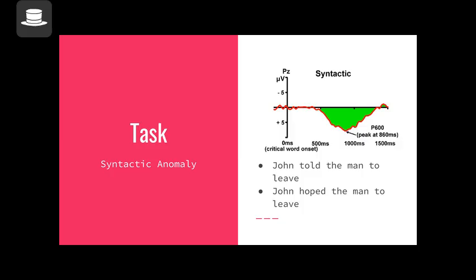So syntactic anomaly is associated with P600 and semantic anomaly is associated with N400. So these different electric patterns will give us information about the mental process involved in reading syntactically versus semantically anomalous sentences.